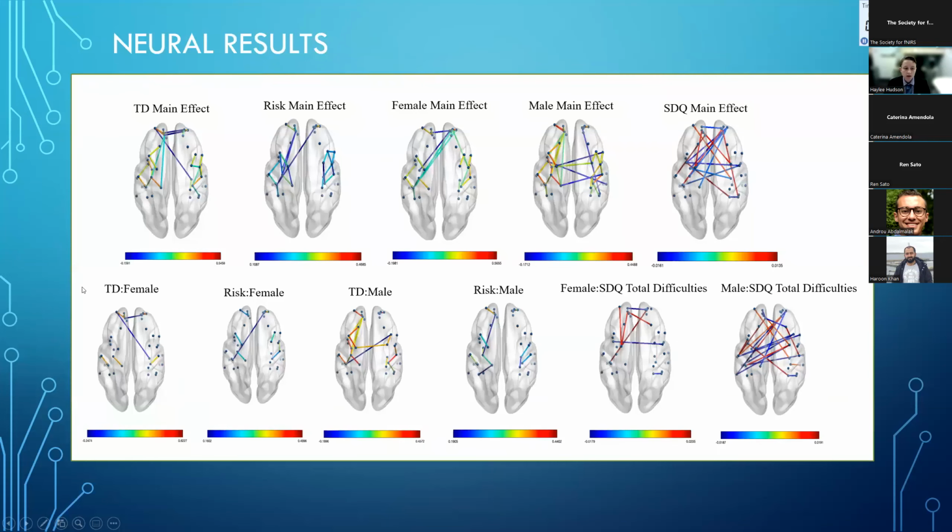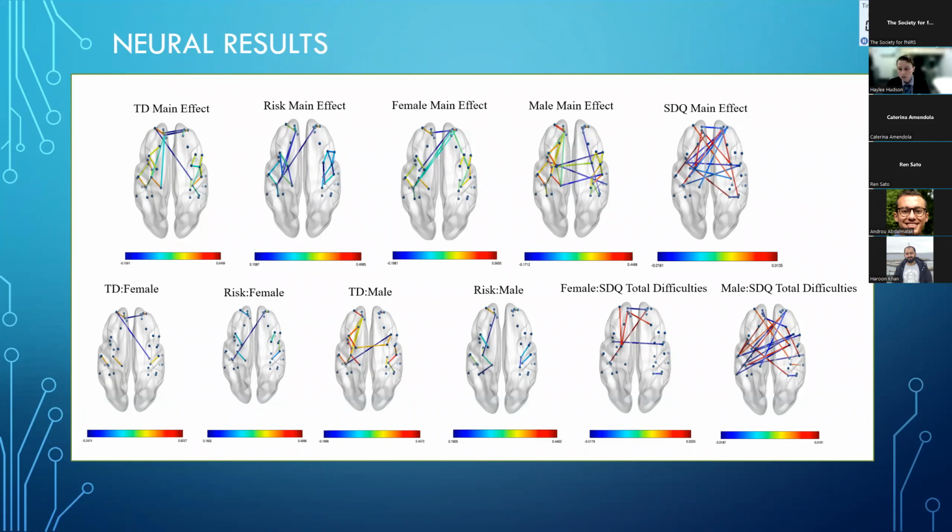Looking at our resting state neural results, all controlling for age, we did see neural differences in functional connectivity between risk groups and between male and female children, as well as an interaction with the increasing total difficulty score on the SDQ. Generally, children at risk show global hypoconnectivity compared to TD children in both male and female children, and generally male children showed less refined and pruned connectivity than the female children in both groups.